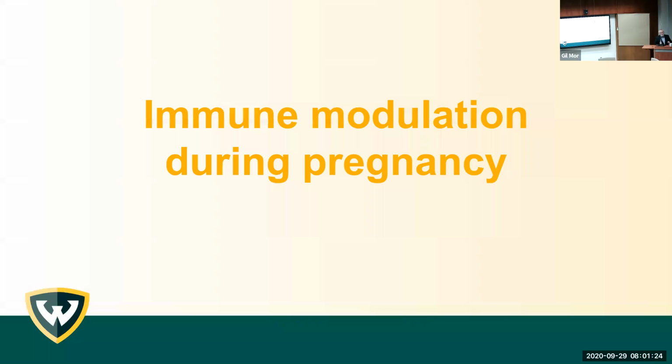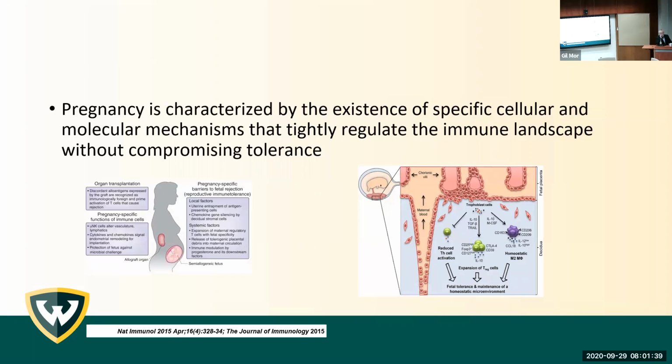Again, that is a subject that is very difficult to cover in 1 hour, so I will try to go to general aspects, and I will focus on the macrophages as an example of the immune regulation. So we discussed already throughout the different lectures that pregnancy is characterized by the existence of a specific cellular and molecular mechanism that regulates the landscape within the implantation site and maintains this balance by leading to the control of tolerance as well as protection.